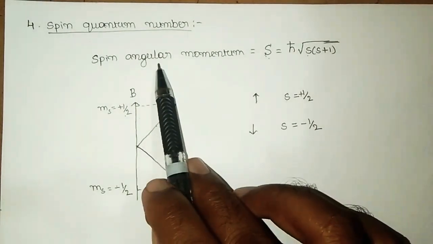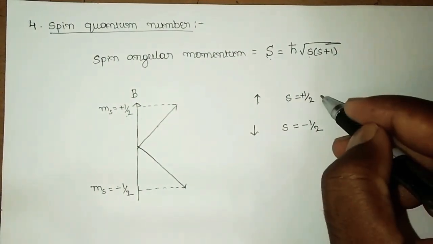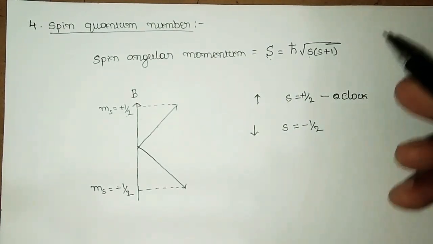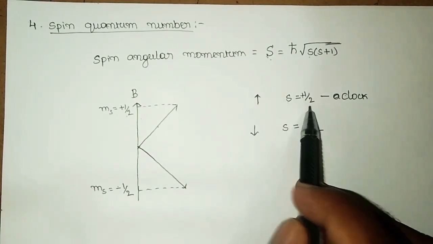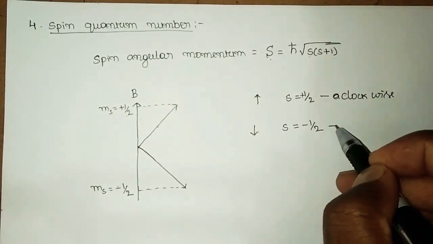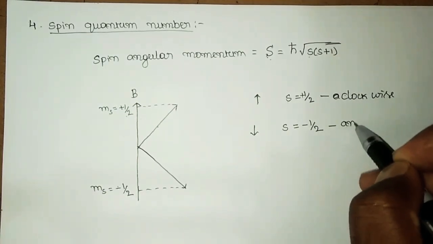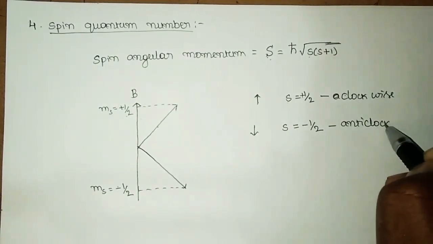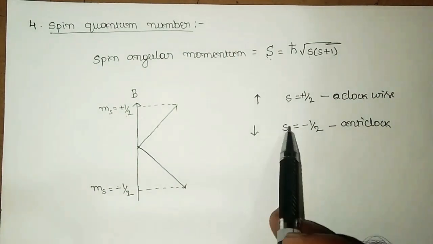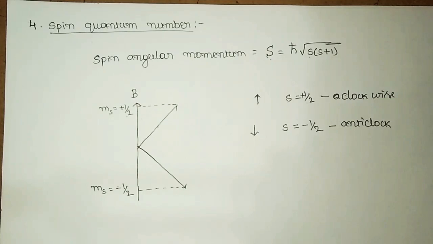If the spin quantum number value of a particular electron is plus half, that means the electron is spinning in clockwise direction. And if s is minus half, then the spinning of the electron is in anti-clockwise direction. Okay, so by knowing the spin value of the electron, it is possible to calculate the spin angular momentum of the electron.